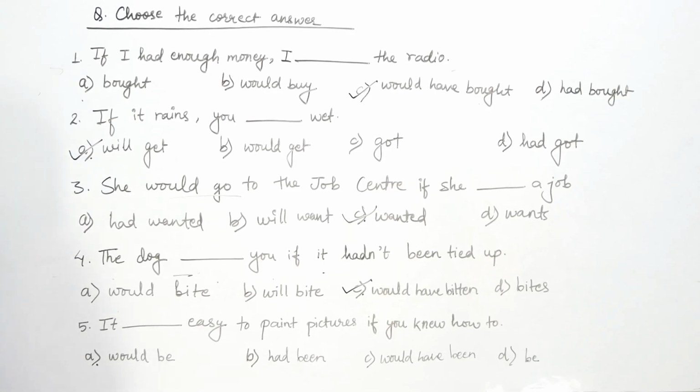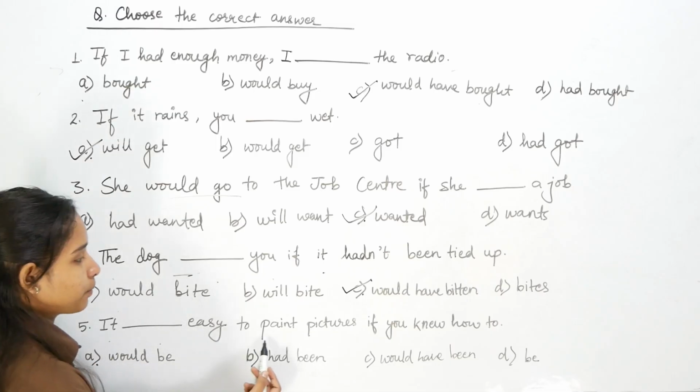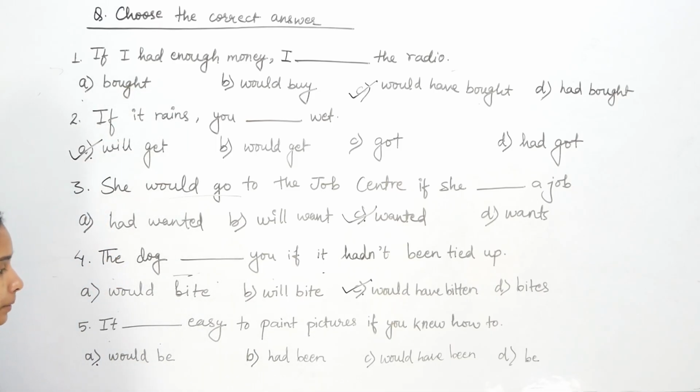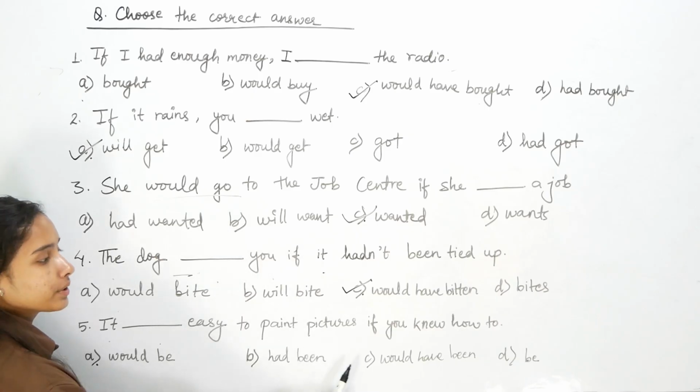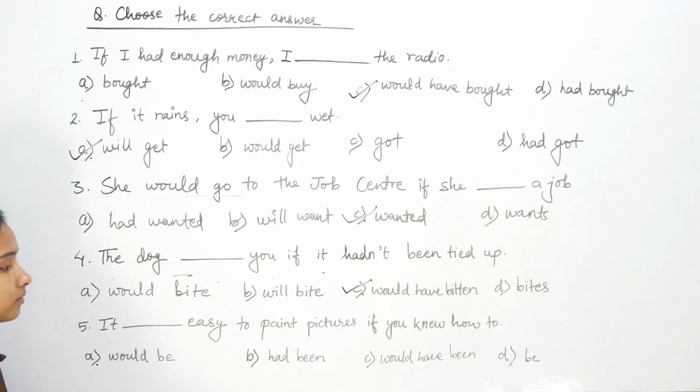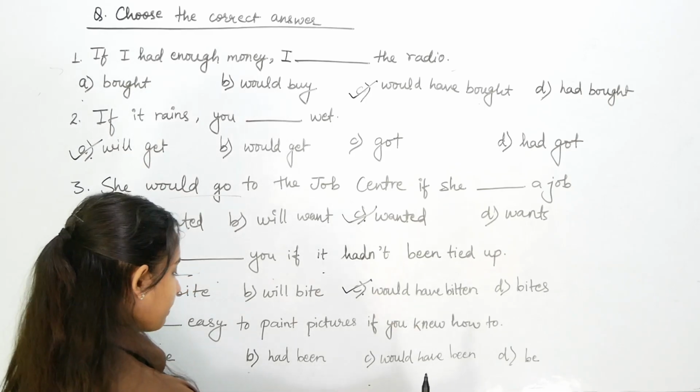Moving on to the fifth question that we have is, it dash easy to paint pictures if you know how to. Would be, had been, would have been, be. What happens here is, it dash easy to paint pictures if you knew how to. यहाँ चाहिँ के देखाइरहेको छ भने, if तिम पिक्चरहरु पेन्ट गर्न इजी हुन्थ्यो if तिमलाई आउँथ्यो कि त्यो पेन्ट कसरी गर्ने हो भनेर. So had been हुँदैन, would have been पनि हुँदैन, be पनि हुँदैन.